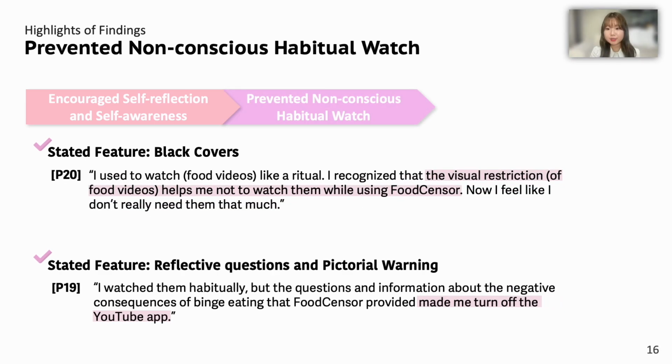The development of self-awareness and self-reflection effectively curbed unconscious habitual consumption of digital food content. For instance, participant 20 remarked that the visual restriction imposed by FoodCensor on food videos helped her abstain from watching them. Consequently, she now feels less reliant on such content. Furthermore, participant 19 highlighted how the negative consequences associated with binge eating provided by FoodCensor upon searching for food-related content prompted her to exit the YouTube app. These anecdotes underscore the importance of fostering self-awareness and promoting reflection to mitigate automatic consumption behaviors.